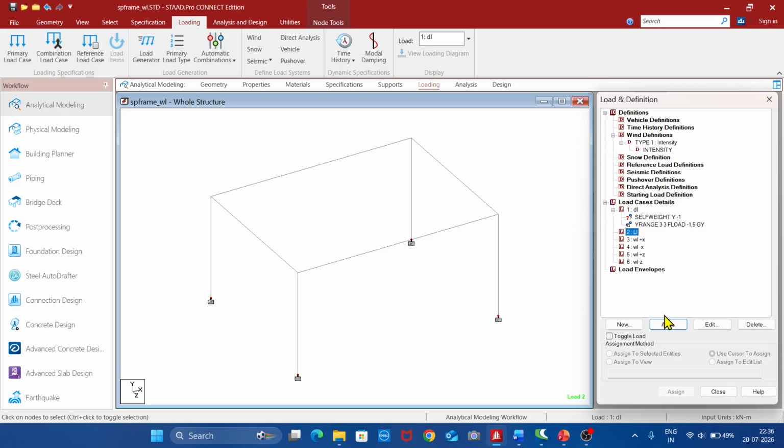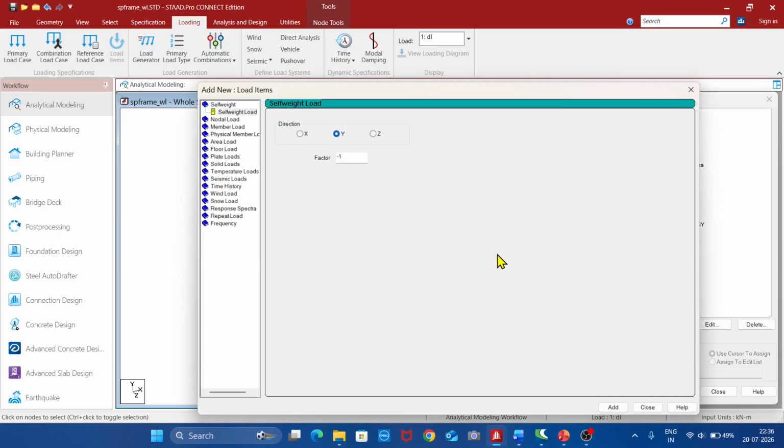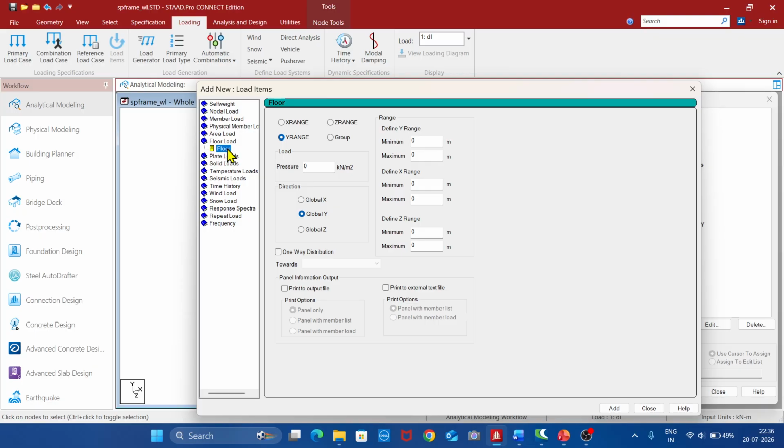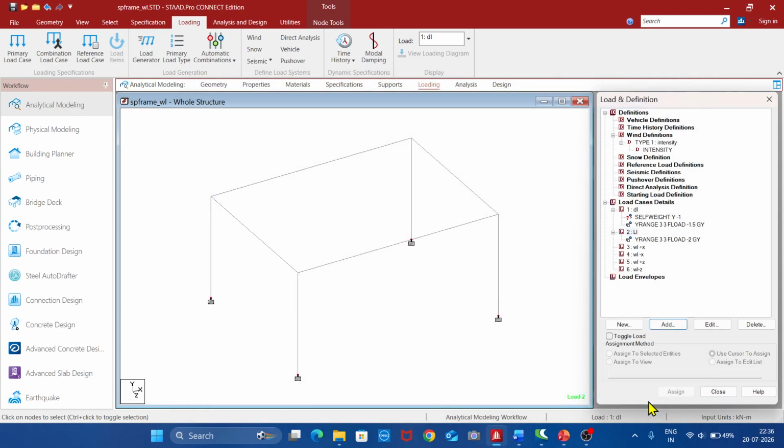Next live load, click live load, click add. Say the live load be a floor load as -2 kilonewton per meter squared, acting at the height of 3 meters. Then the Y range is 3, click add, click close. Now we need to define this wind load acting in the plus X, minus X directions.